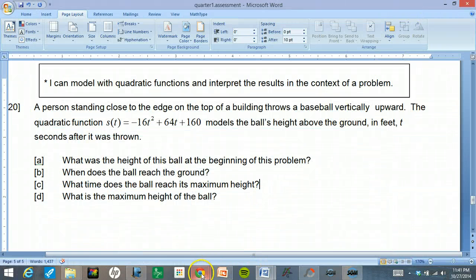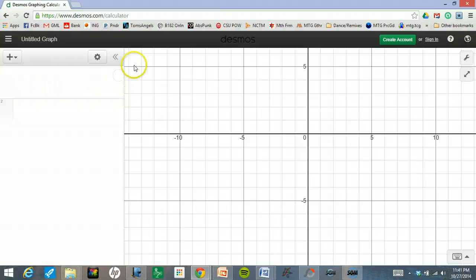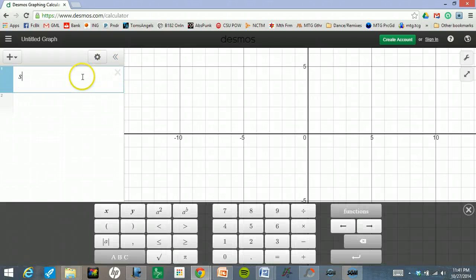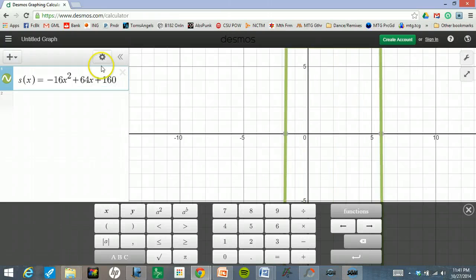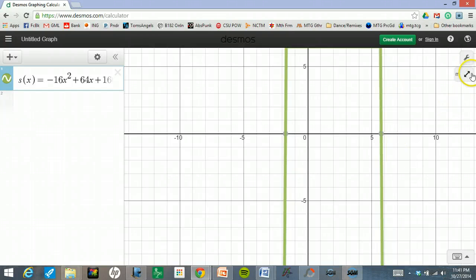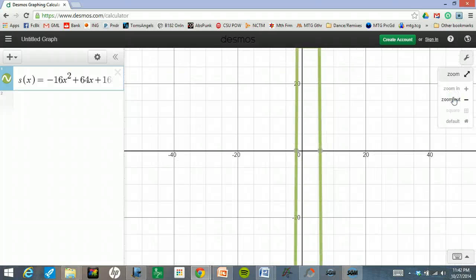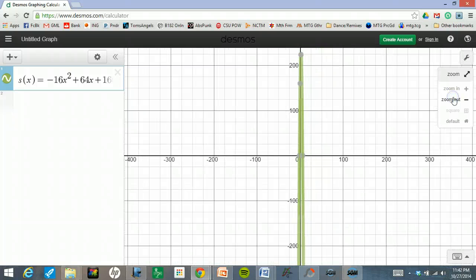Can we check this another way? Yeah, let's do this on a calculator. We can't use t as an input variable on Desmos, but I'll call it x. So this was negative 16x squared plus 64x plus 160. On our TI calculators, we have to adjust the window screen, which takes a little bit of practice. We've been doing it in class. We will continue to do that. On this website, though, it's easy enough just to zoom out and kind of get a big picture.